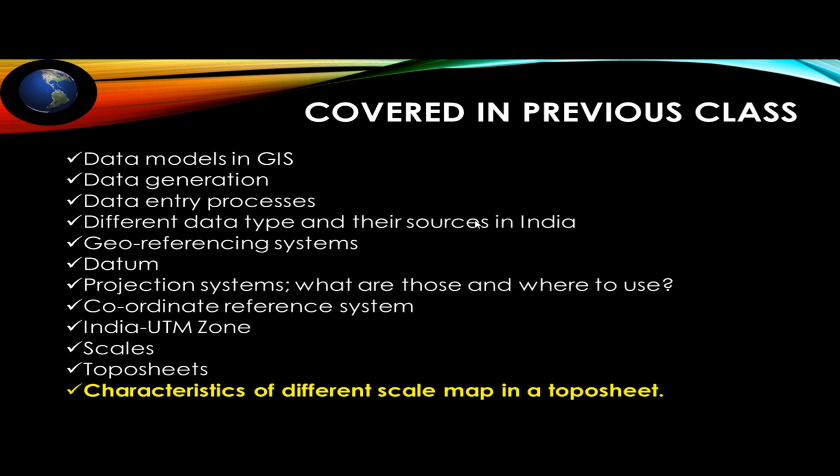What are the types of data generation? How are we getting data from maps, from surveys, ground truth information, and from aerial imageries? How are we getting the information for this data generation, and how are we importing this data into GIS software using data entry processes? What are the processes and the steps taken care of in terms of data entry in GIS software?